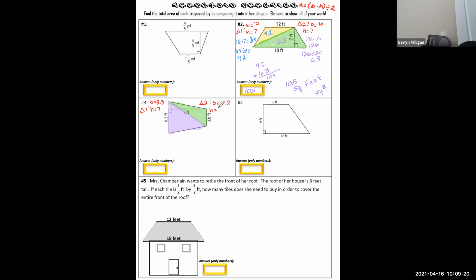All right, and now I'm going to go over here for triangle two, which is the purple triangle for me. What is the base of that triangle? 6.2. Very good. And what is the height of that triangle? Seven. Very good. Because remember, the height of both triangles are going to be the same.